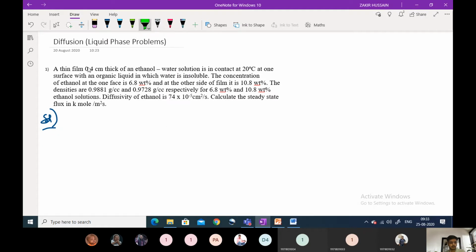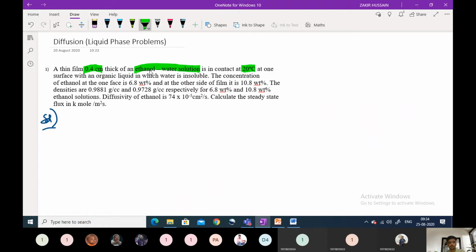A thin film, 0.4 centimeter thick, of an ethanol water solution is there. So ethanol and water film whose thickness is 0.4 centimeters is in contact at 20 degrees centigrade, so temperature T is equal to 20 degrees centigrade, and one of the surfaces with an organic liquid.